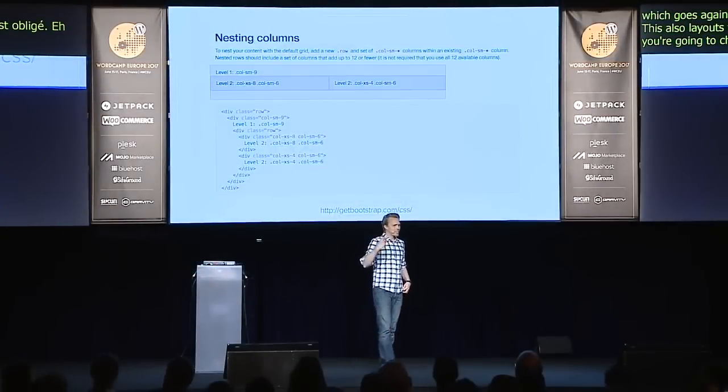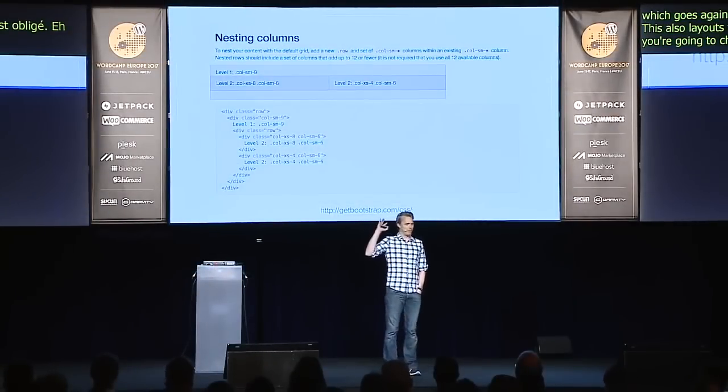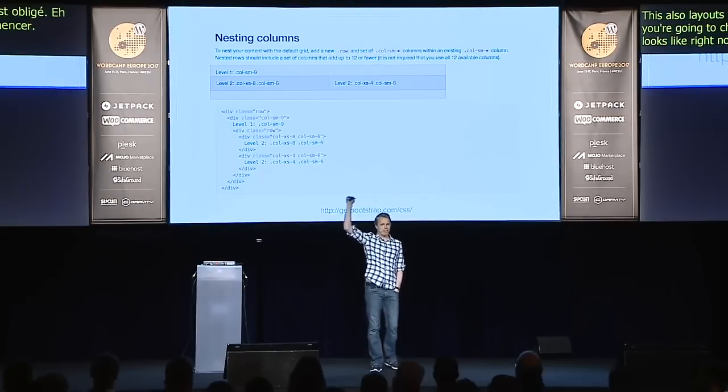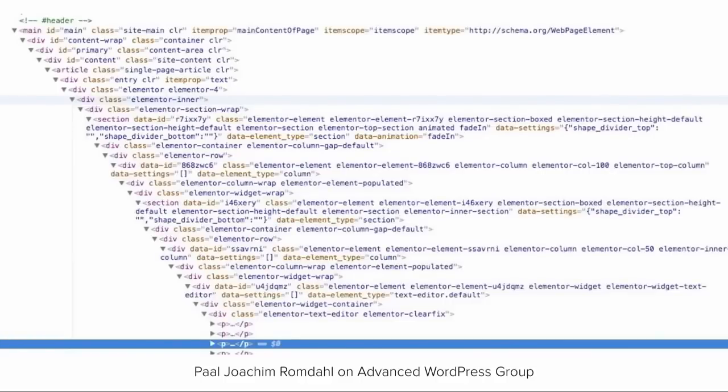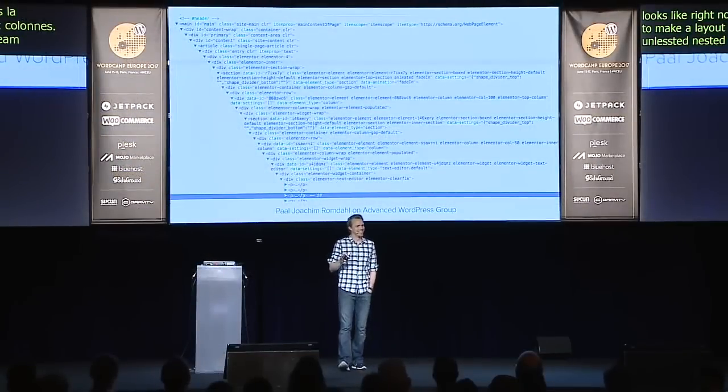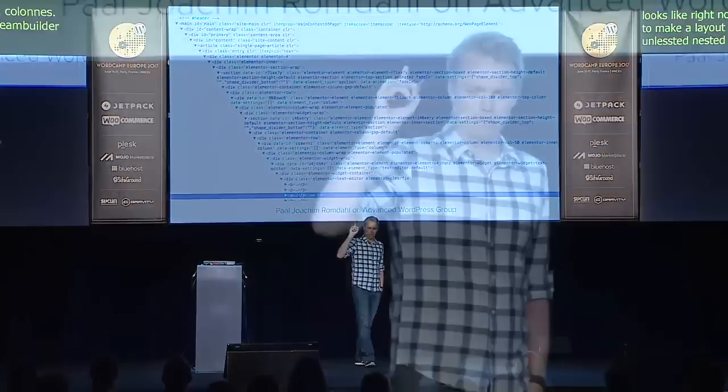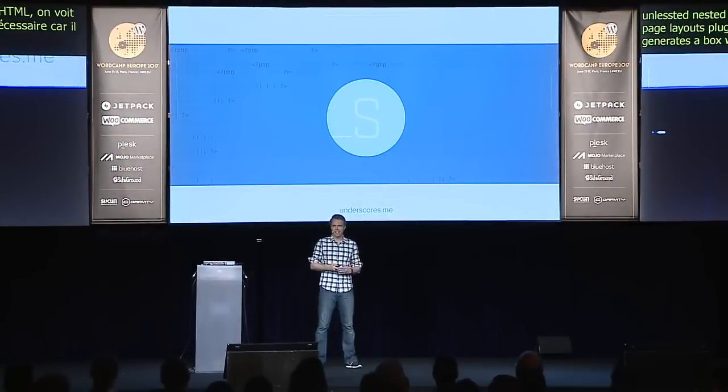Just before I get into it, consider what the web looks like right now. This is Bootstrap, the official documentation, telling you how to make a layout that has two columns. Look at the HTML. Look how many nested divs are necessary to get this to work. This is WordPress theme builder plus some sort of page layouts plugin. I can tell you by looking at this HTML, all of this stuff generates a box with some content in it. But it's necessary because we have to do all this floating and clearing and nesting and nesting and nesting and nesting.